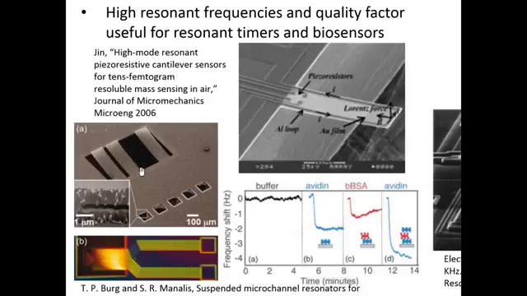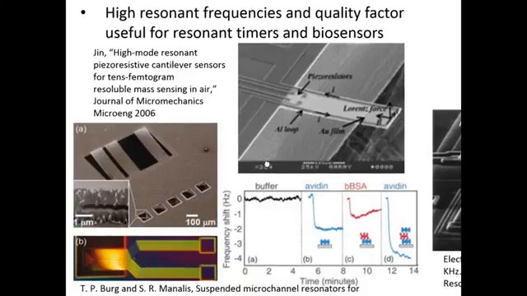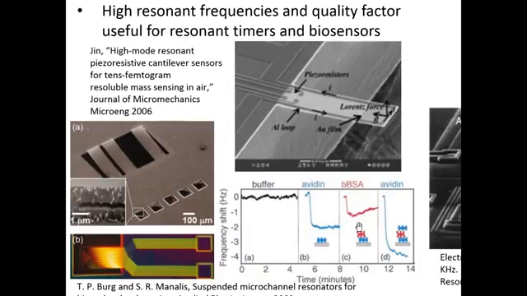Turns out that we can detect as little as tens of femtograms. Femtograms is 10 to the negative 15 grams. You can imagine how small that is. You can detect very, very small mass changes with these devices. It's quite amazing. You can also detect biomolecules. Now, proteins, DNA, these types of biomolecules can also attach to the surface of these cantilevers.